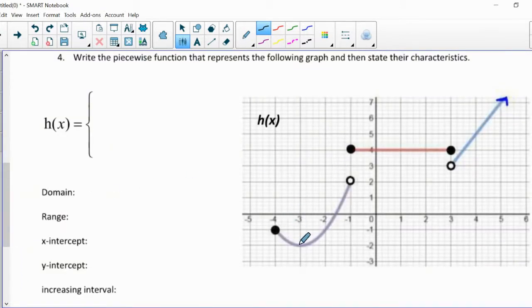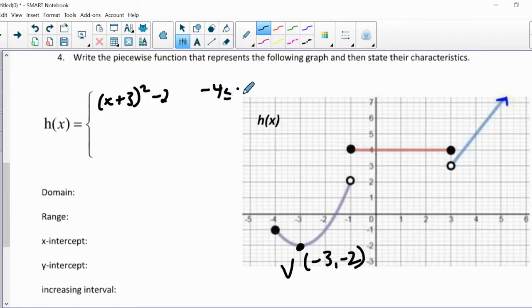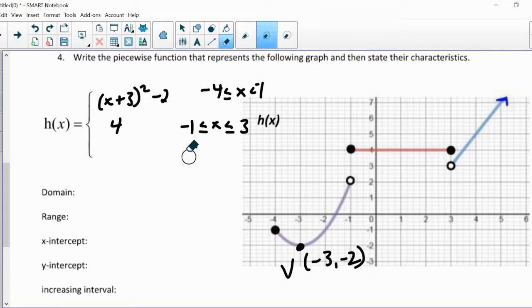Piecewise function for number 4. The vertex of this one is at -3, -2. And it looks like my a value of the parabola is 1. So (x plus 3) squared minus 2, and that's from -4 to 1. Then I have a horizontal line at 4, so y equals 4, and that should be a -1, and that's from -1 to 3, and then I have from 3 to infinity, so I would just say x is greater than 3.